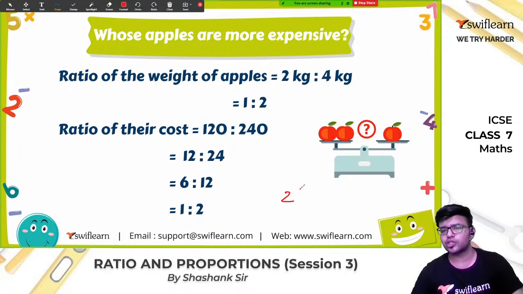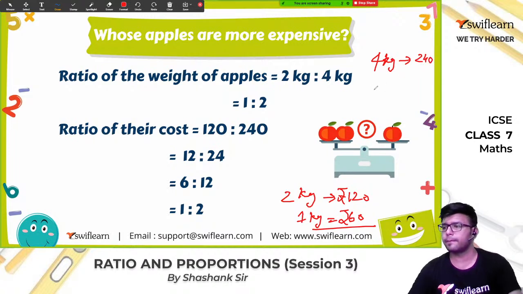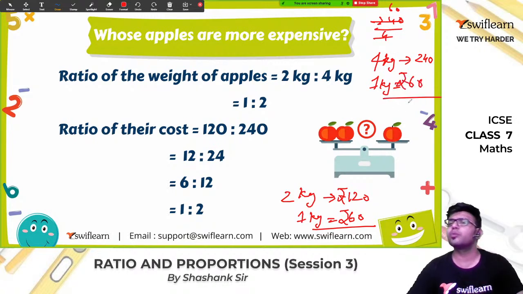See here, 2 kg is selling at 120 rupees. So how much is he selling 1 kg for? 1 kg he is selling at 60 rupees, right? The next person Rohan is selling 4 kg at rupees 240. Now for 1 kg, divide this by 4, 240 by 4, 4 sixes are 24, 0. So 1 kg is also selling at 60 rupees. Both of them are selling at the same price.